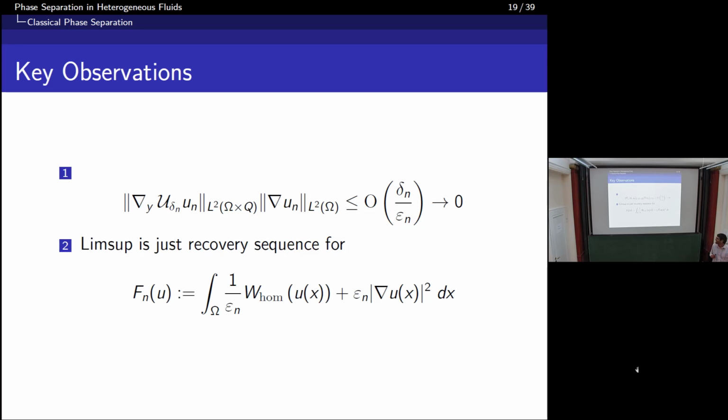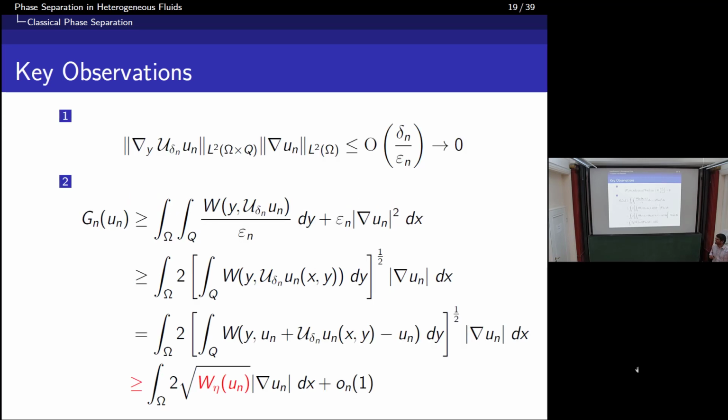And then the other thing to observe is that the lim-inf is really the problem, because the lim-sup, if you do the computation out with the recovery sequence for this, the usual Modica-Mortola recovery sequence, it actually works out. So the lim-sup is never a problem, it's always the lim-inf that's a problem. And so this is sort of how to create a lower bound.